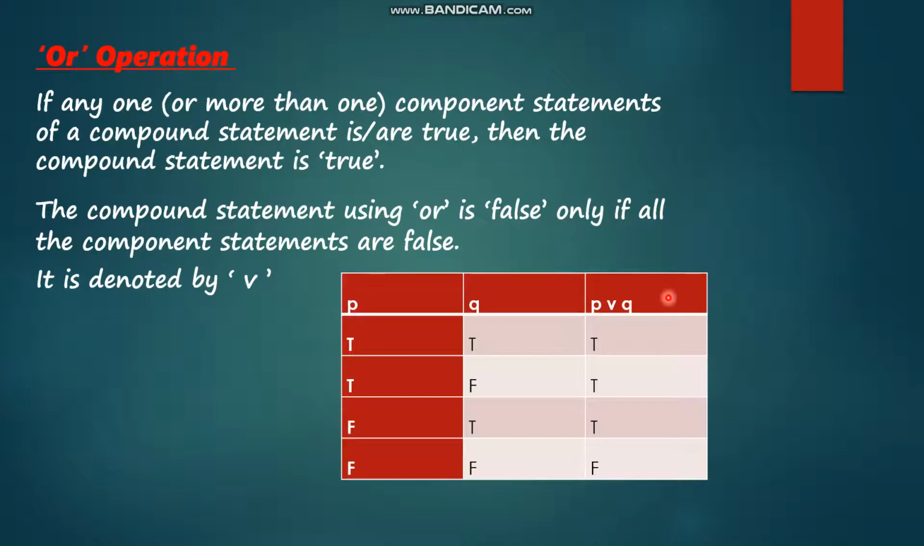And this is the truth table for the OR operation. Here we should remember this. The OR operation is false only in the case of both statements being false. Otherwise, it will be true.